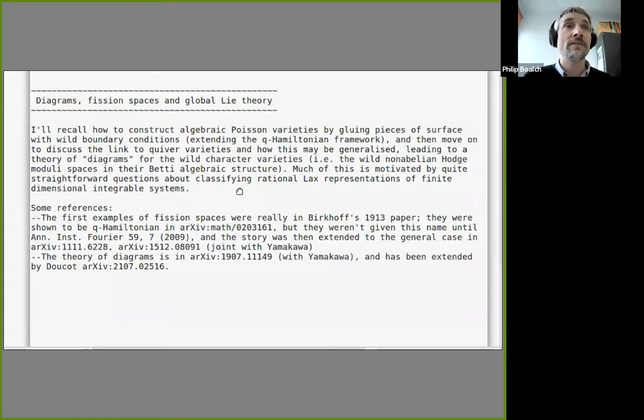So there was an abstract to the talk, and I basically wanted to point out that I'll talk about these things called fission spaces, and these have a long history. They actually appear in a paper of Birkhoff, and then we proved that they were quasi-Hamiltonian in 2002, and there's been a story about how to extend that. So I wanted to give the precise references there.